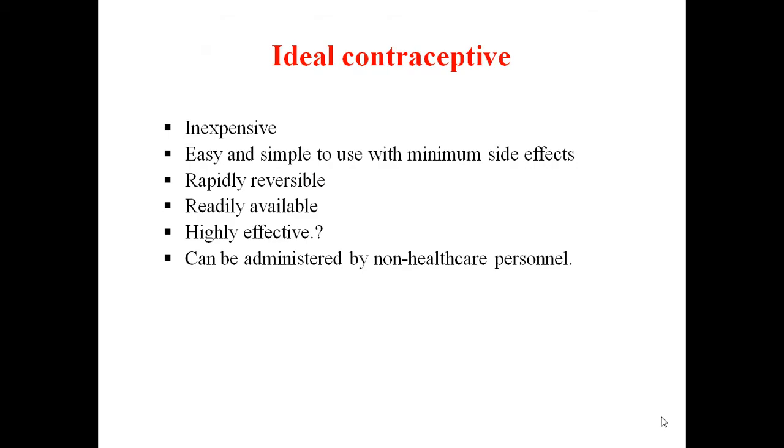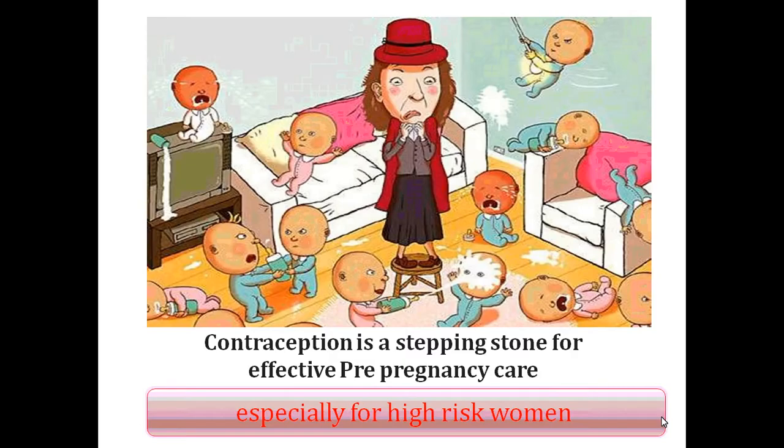Our lecture today is about contraception, counseling and hormonal contraception. First, we must know that ideal contraception must be inexpensive, easy and simple to use with minimal side effects, rapidly reversible, readily available, highly effective, and can be administered by non-healthcare personnel. Contraception is a stepping stone for effective pre-pregnancy care, especially for high-risk women. How to choose the right choice?